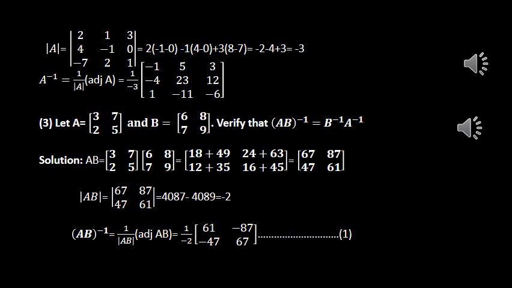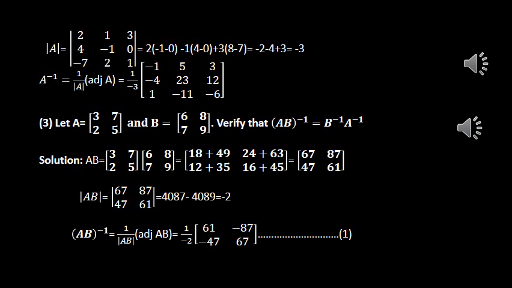Okay, let's verify. So the left hand side is (AB) inverse. How do we get (AB) inverse? (AB) inverse is 1 by determinant of AB into adjoint of AB. That is the formula. So let's get the left hand side. We need AB, the product of the two matrices.